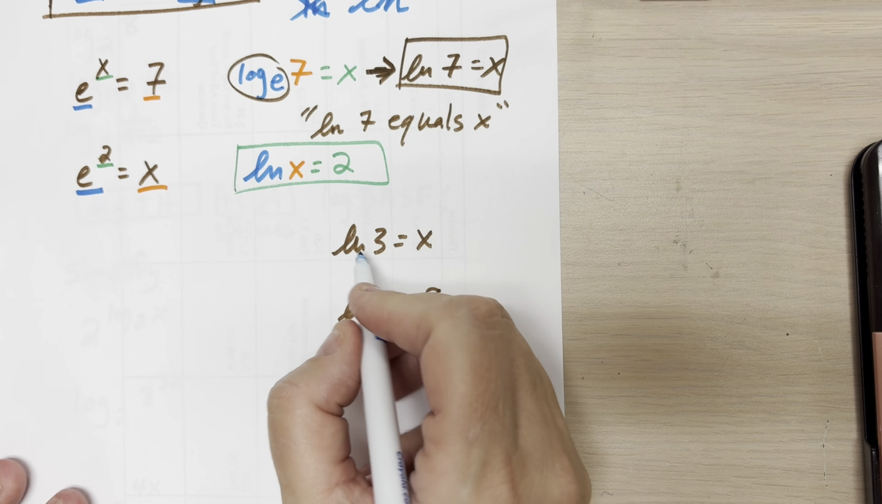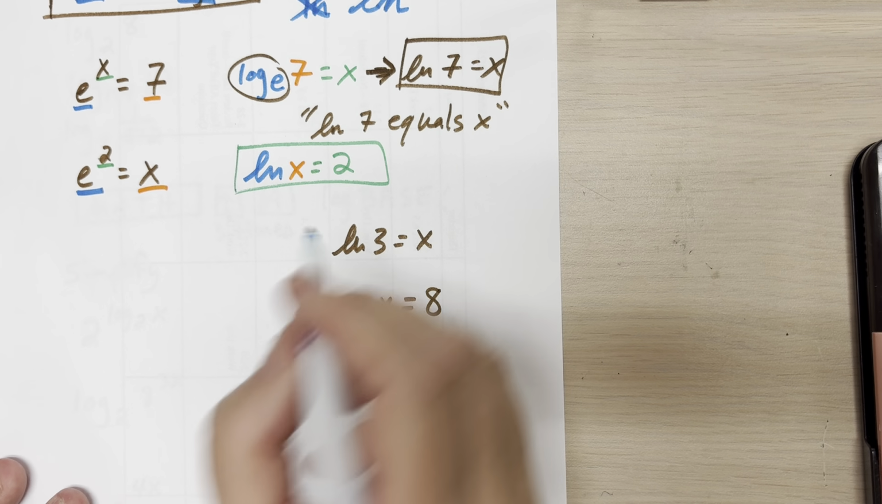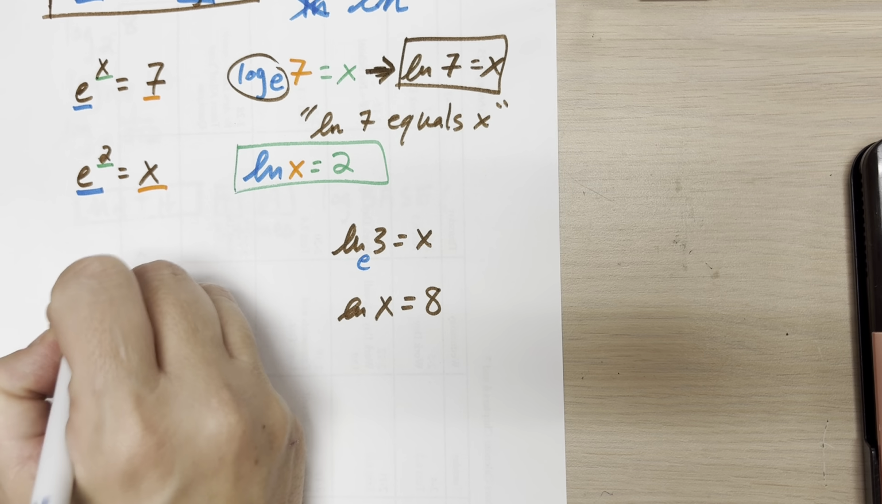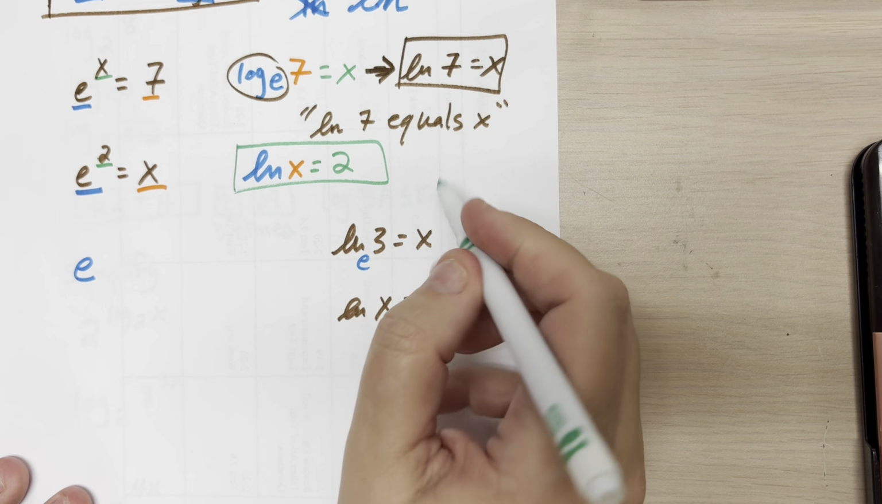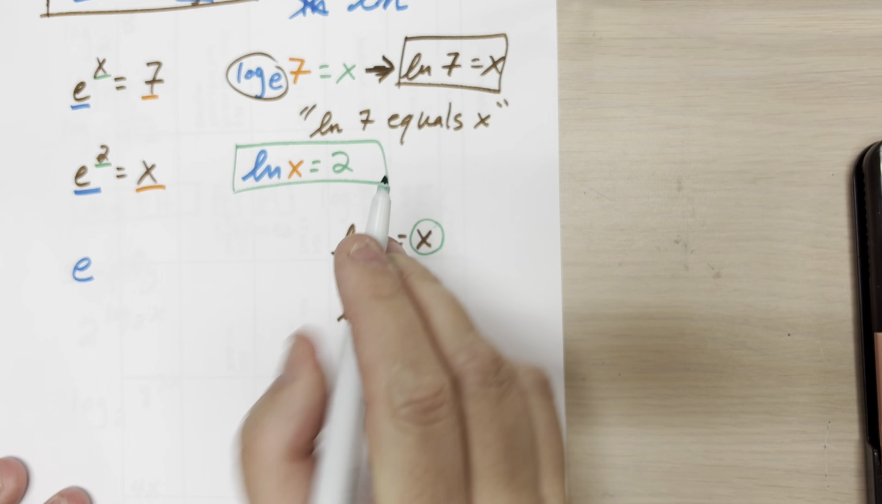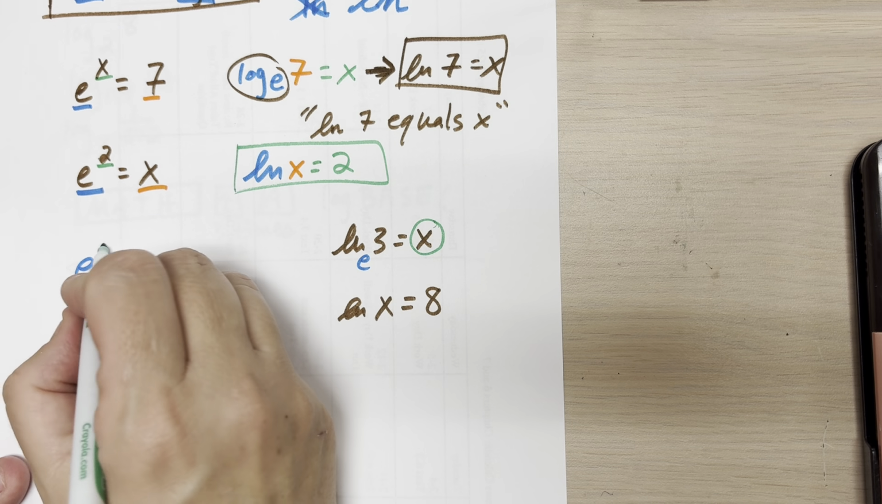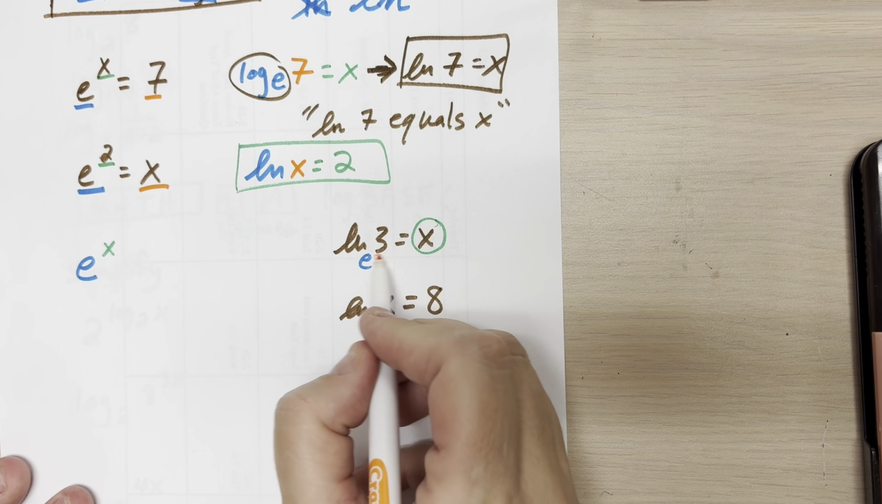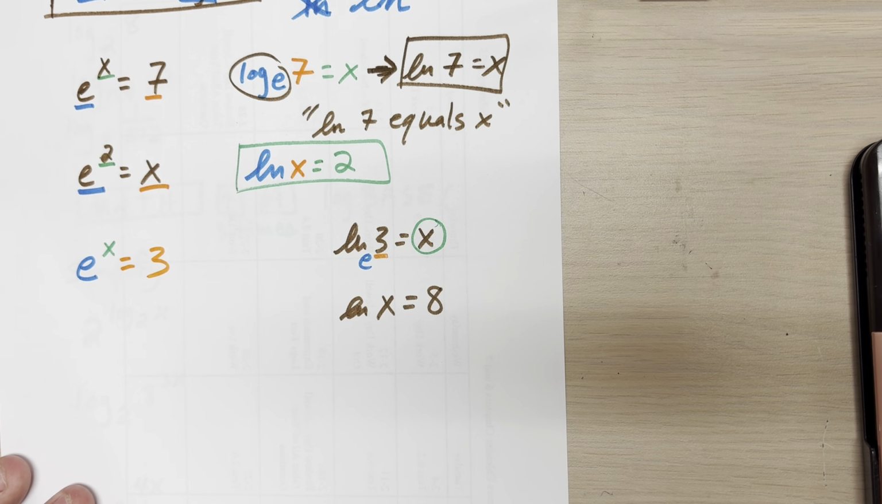All right, so my base over here with ln 3 is equal to x is e. So I have my e. Remember, your exponent's always on the other side here. So e to the x equals the number 3. Ta-da!